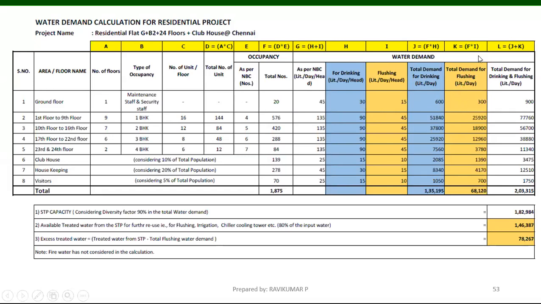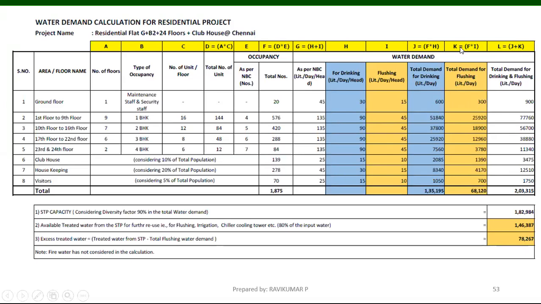If you go to another column, K column, total demand for flushing. How much will you get for flushing? F into I. F means the total number of people, I means flushing liters per day per head. So you have to multiply 20 into 15. If you multiply, you will get 300. Then you have to add both, and you will get the total demand for drinking and flushing: 900 liters. L column equals J plus K. What is J? J is the total demand for drinking.